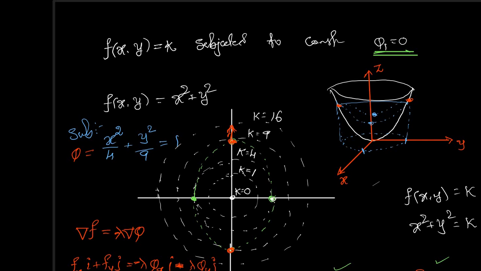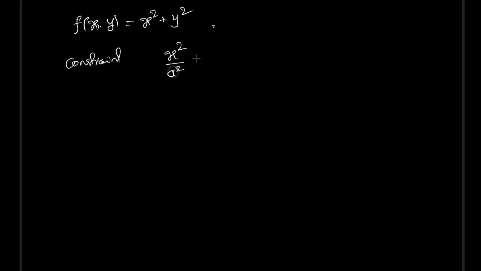Okay, let me solve that Aravanki problem. So what have I taken here? f of x comma y, I have taken x square plus y square. And what is the constraint? The constraint is x square by 9 plus y square by 16 equal to 1. All right.